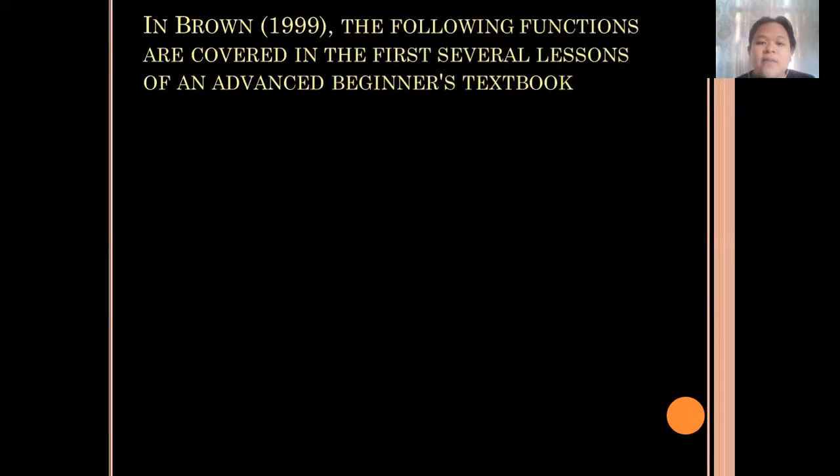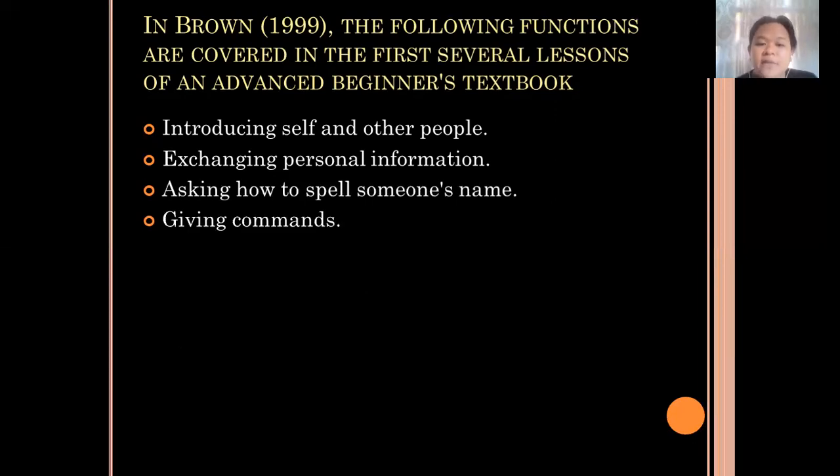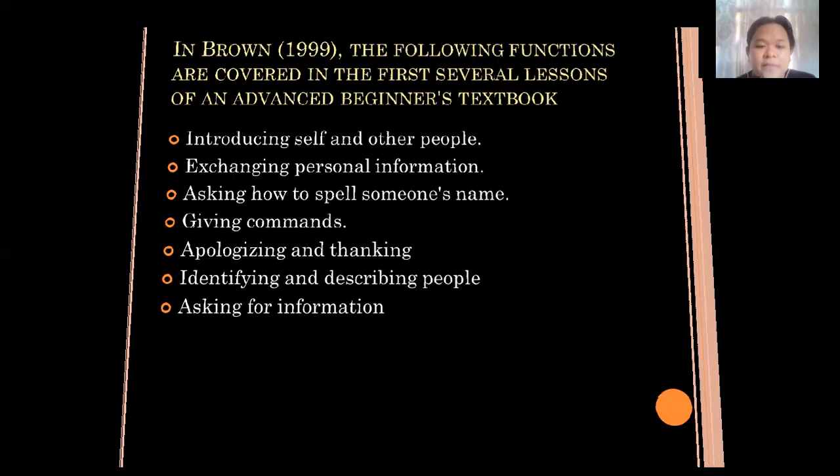Okay, the next is Brown, 1999. The following functions are covered in the first several lessons of an advanced beginner textbook. The first is introducing self and other people, exchanging personal information, asking how to spell someone's name, giving compliments, apologizing and thanking, identifying and describing people, asking for information.